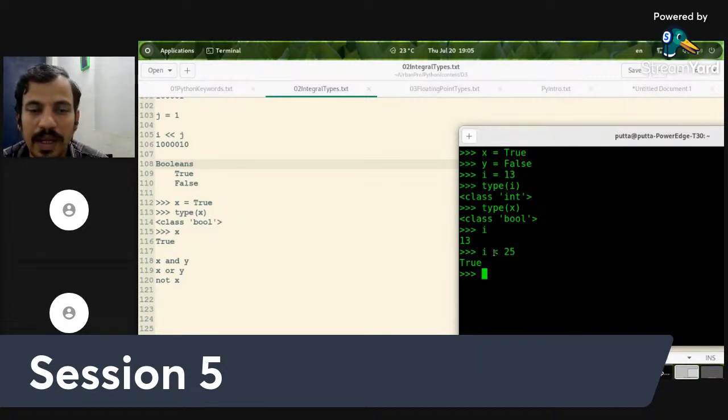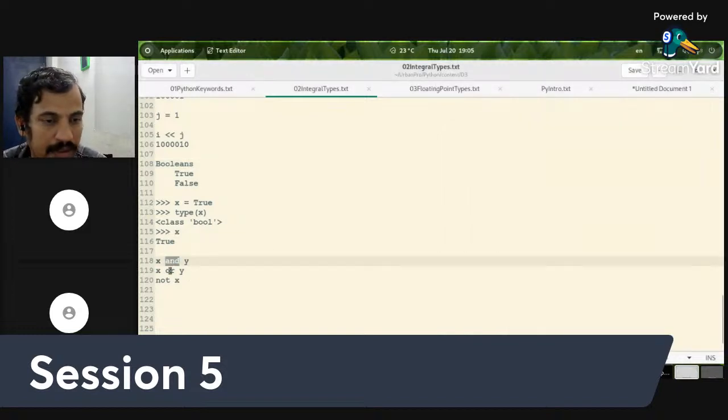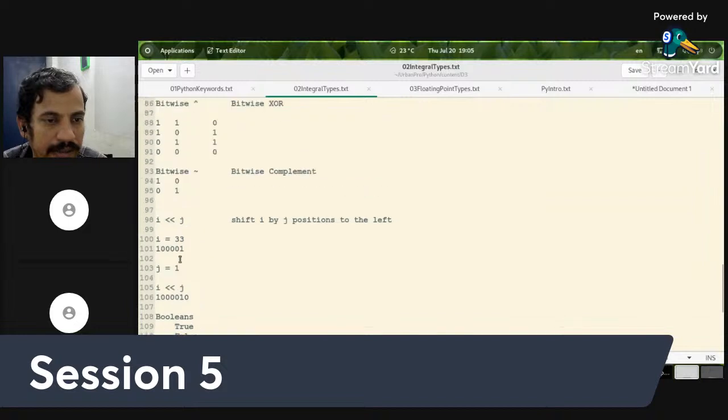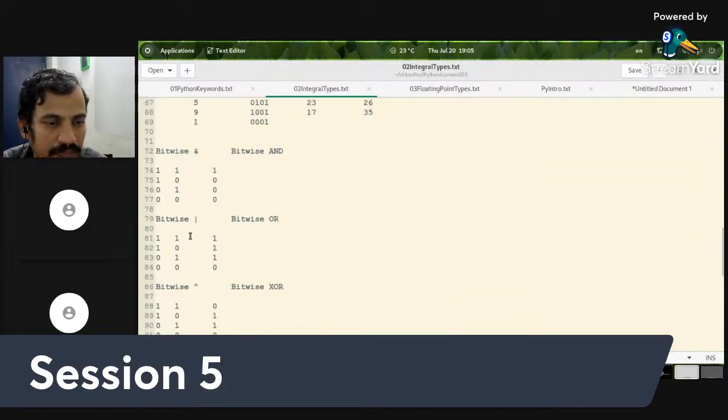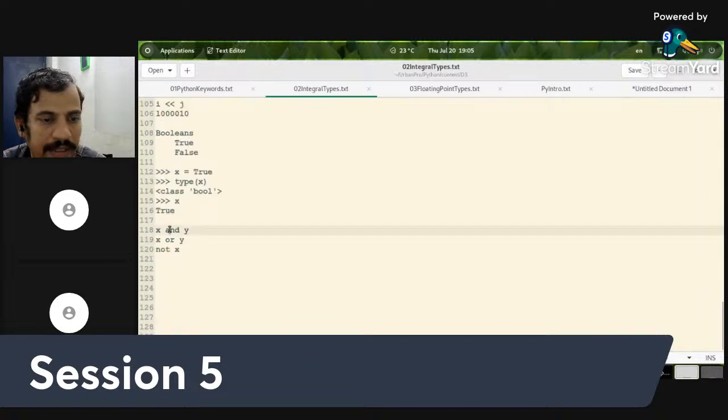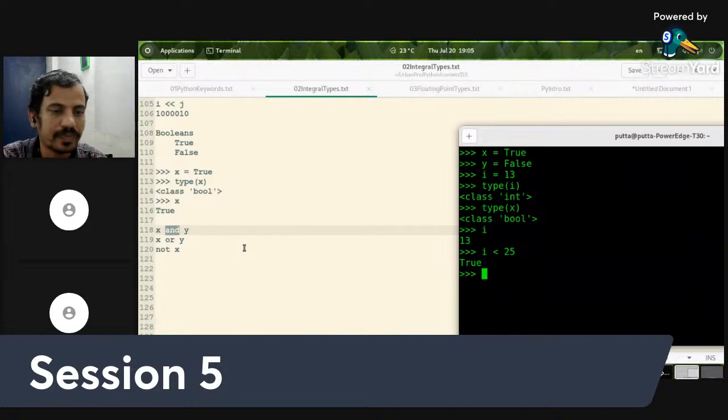And you can use the logical and. You have to understand that this bitwise and is different from the logical and here. So if x and y are two Boolean variables, then you can perform a logical and, x and y.